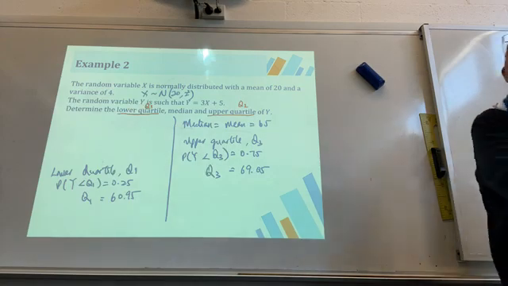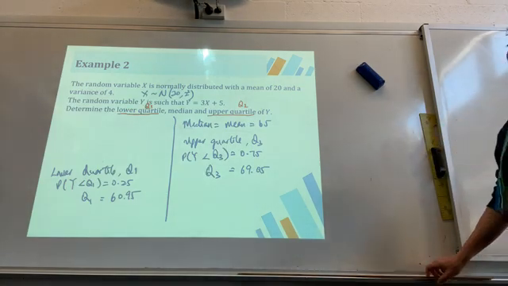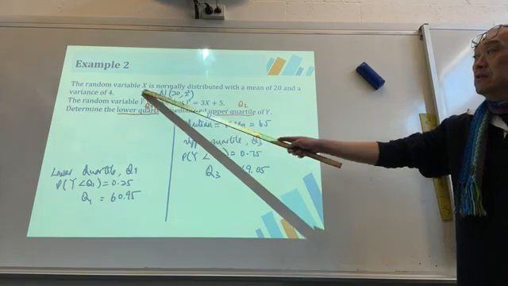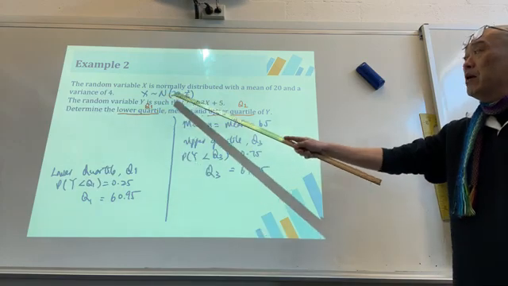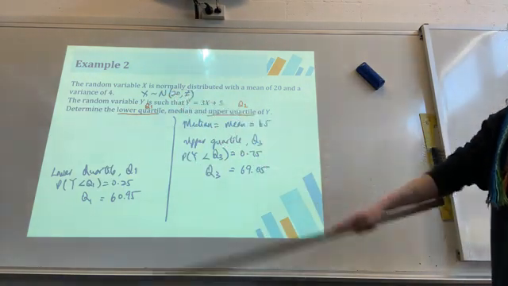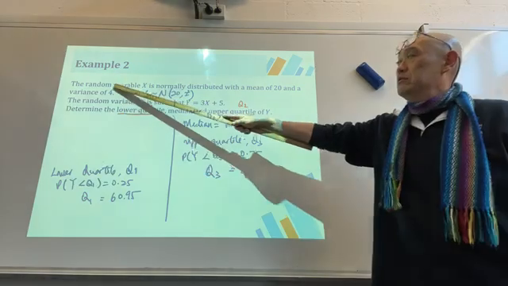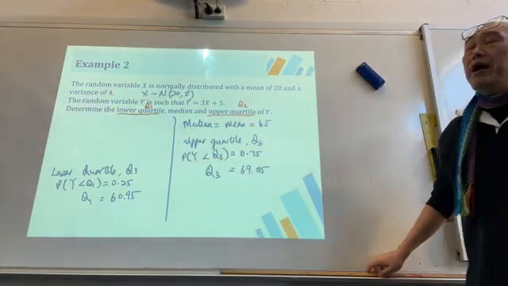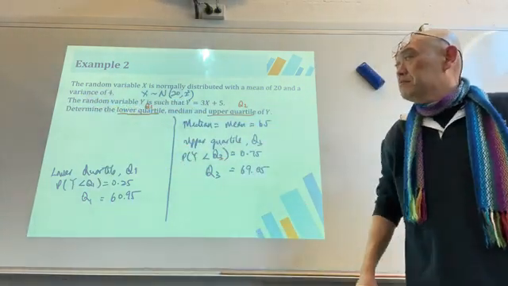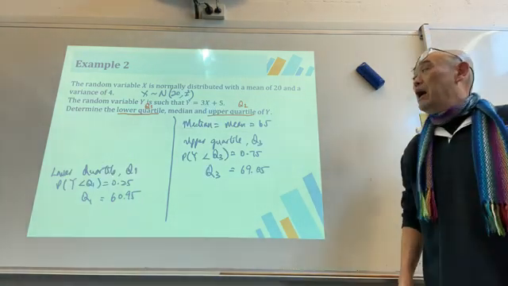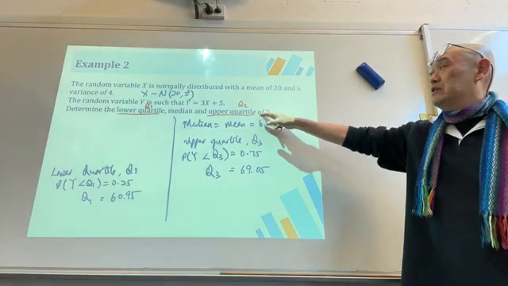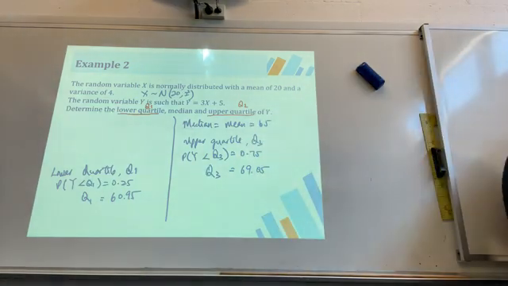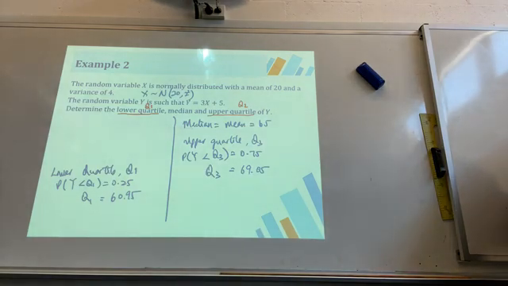In this situation, what I would do is always write out my x first. So the continuous random variable x is normally distributed with a mean of 20 and a standard deviation of 2. Remember, if they give you variance, take the square root of that. Lower quartile is Q1 and upper quartile is Q3, not Q2. Median is Q2.